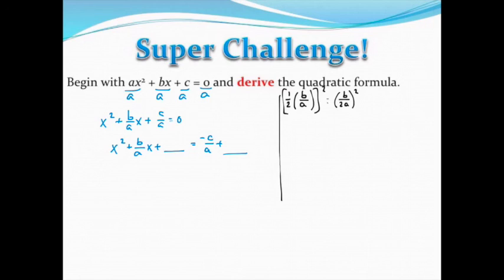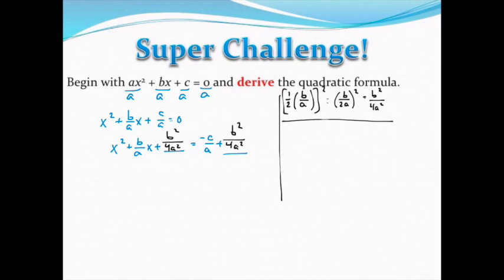When you square a fraction, it means multiply the top by itself. So b times b gets you b squared, and multiply the bottom by itself. 2a times 2a is 4a squared. So there's my magic number, remember the first of two side notes. So let's take that magic number back into our equation. I'm going to add that to both sides. So b squared over 4a squared, and then same thing on the other side. So b squared over 4a squared.